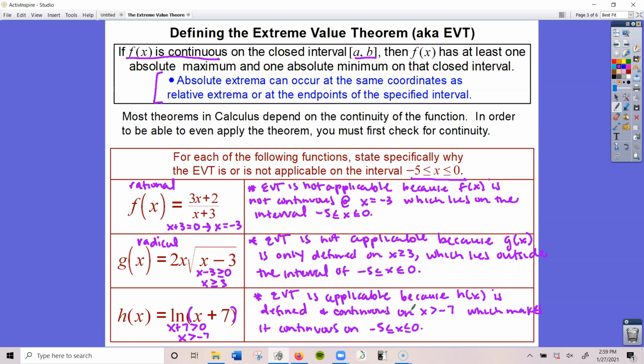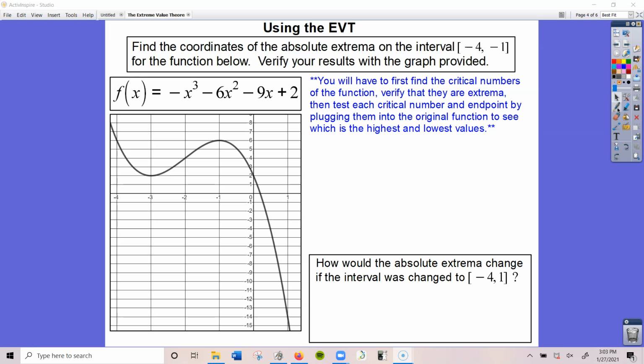So whenever you're determining if EVT is applicable, make sure that you state why and also restate the interval that's given. Now let's look at how we actually apply the EVT.